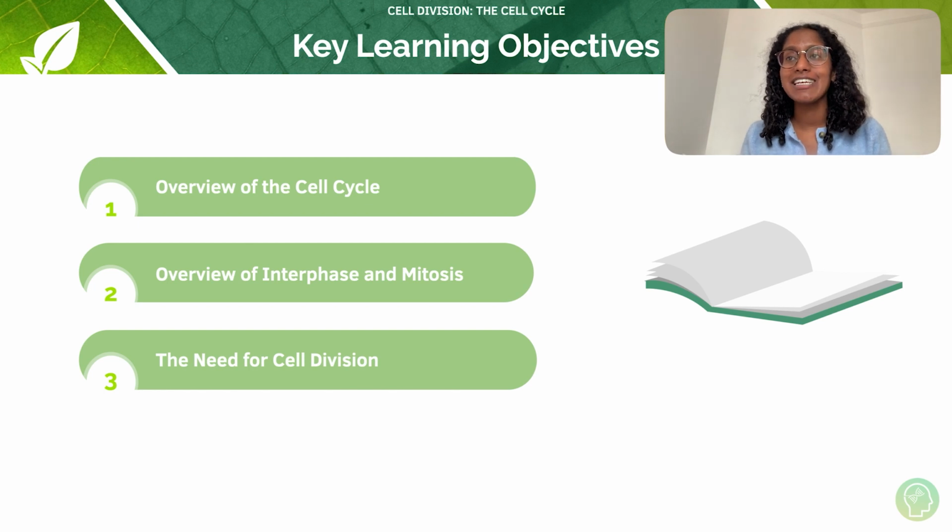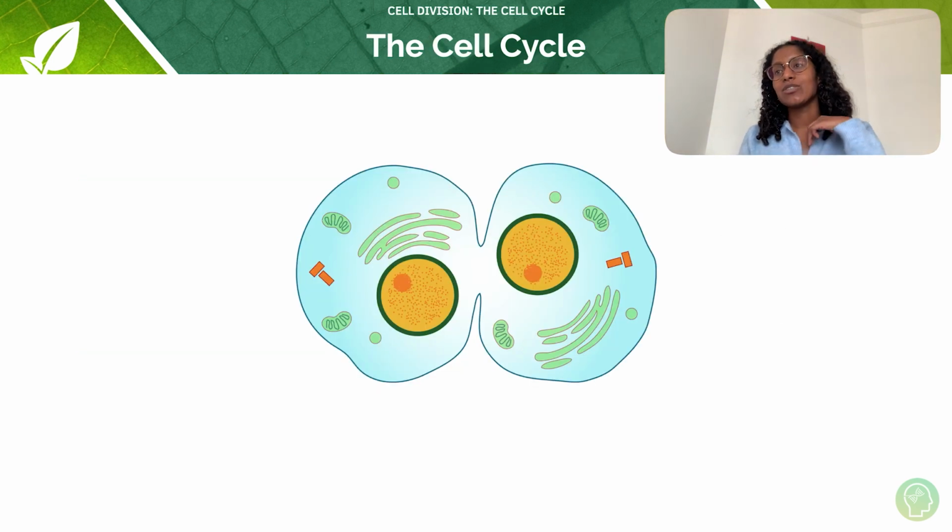So we have 3 key learning objectives. Number 1, an overview of the cell cycle. Number 2, to talk about interphase and mitosis. And number 3, to talk about why we need cell division. So let's get started with the cell cycle.